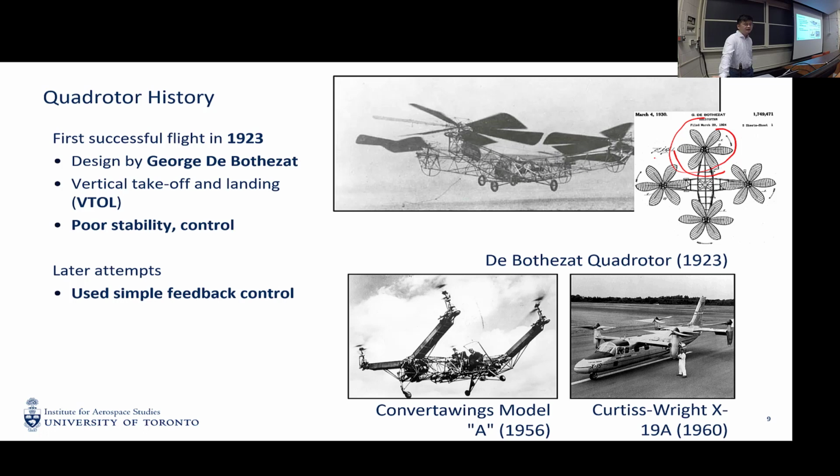But during that time, this kind of design was not widely used because the quadrotor or multi-rotor is inherently unstable. The poor stability and the requirement of advanced control algorithms limited the usage of such aircraft in the old days. Later, during the 1950s and 1960s, with the development of digital controllers, people were able to control this kind of very unstable aircraft, such that they can be used both commercially and militarily.